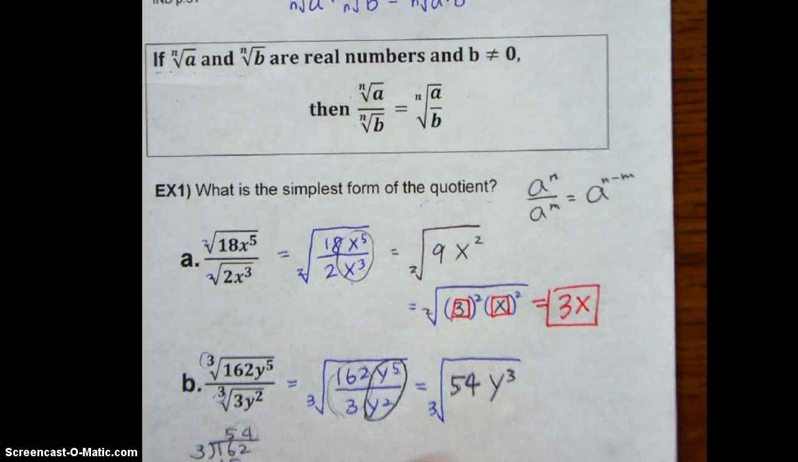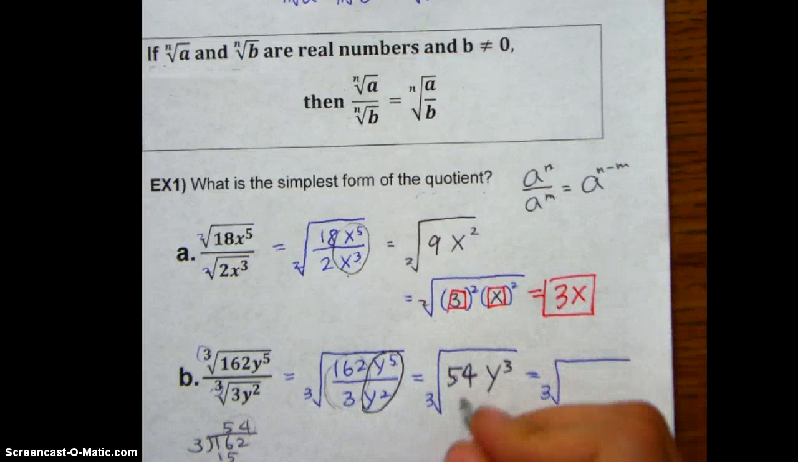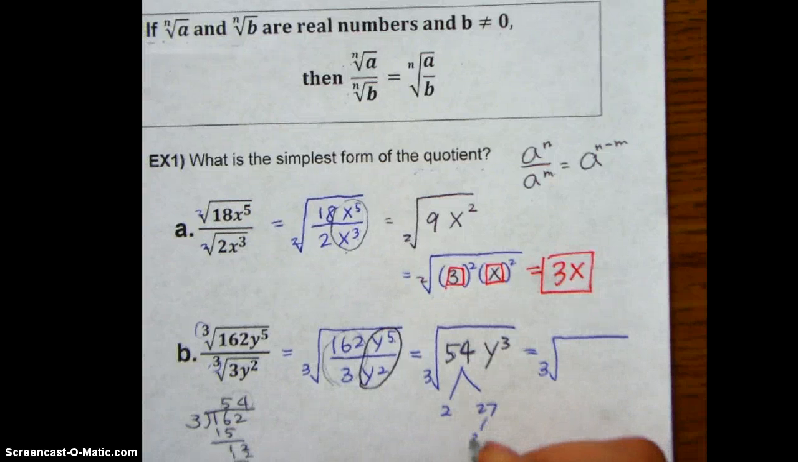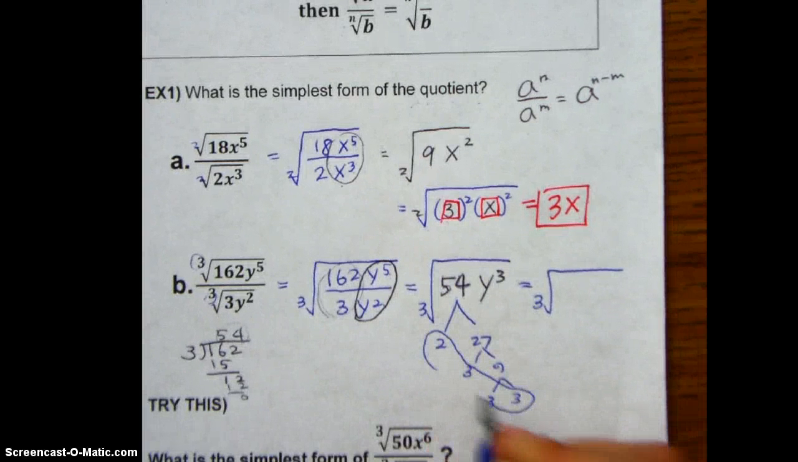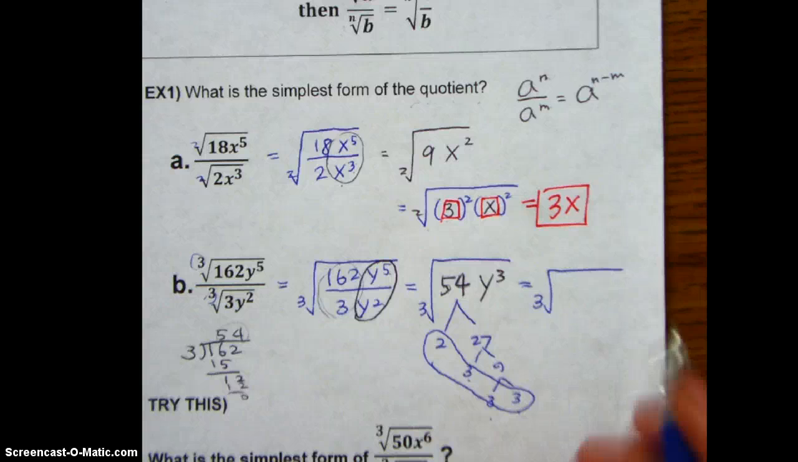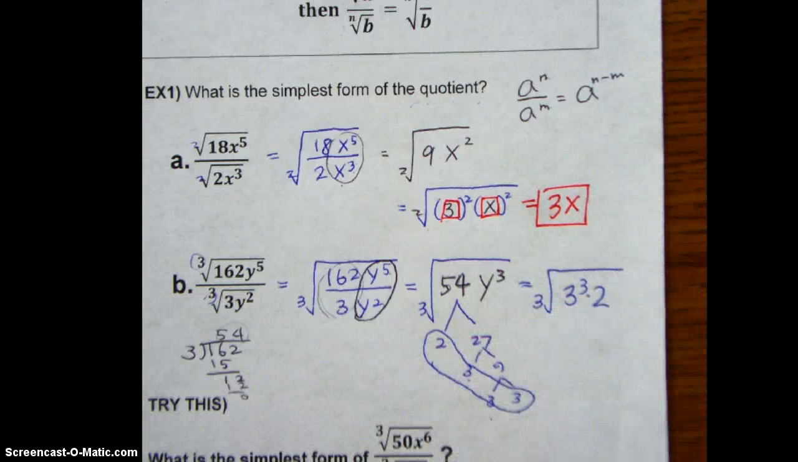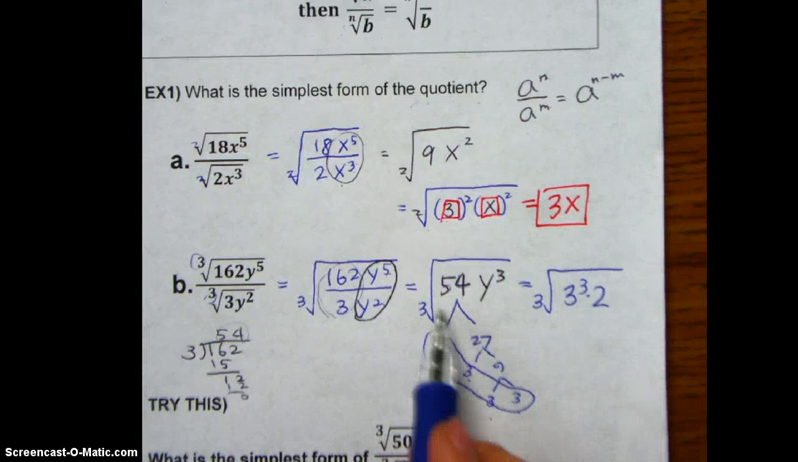This is a cube root, so we can rewrite everything inside in terms of something cubed. When you think about 54, well, 2 times 27 is 54, and 27 is 3 times 9, and 9 is 3 times 3. So 54 is basically these numbers: 3 to the third power, and we have an extra 2. So 3 times 3 times 3 is 27, and 27 times 2 is 54.